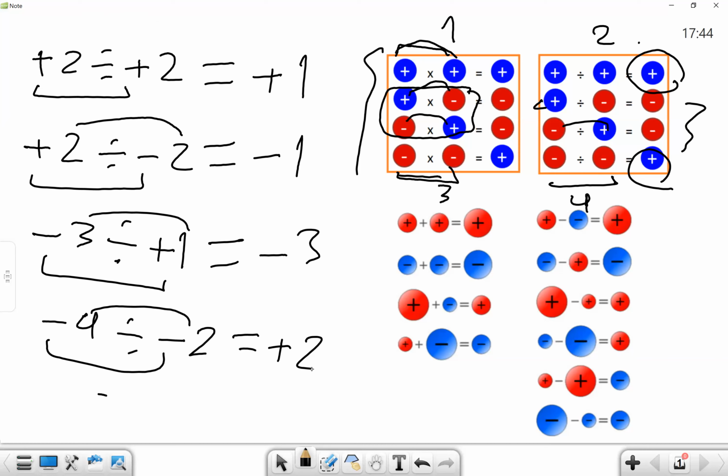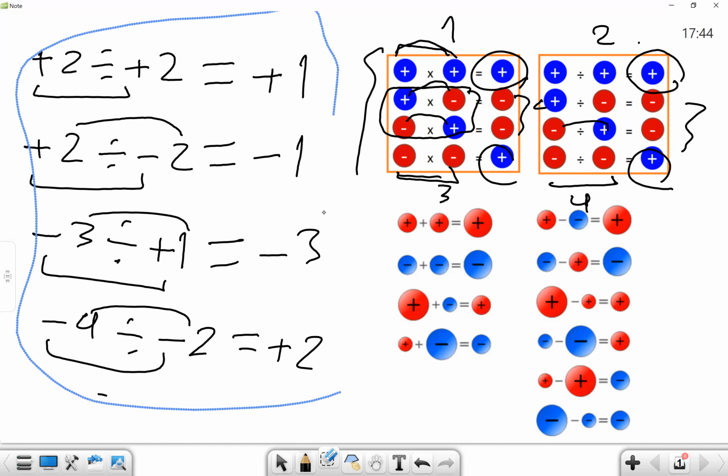And the same, guys, it's true for the division. The same sign equals positive. Different sign equals negative. And let's move to the third one, addition.